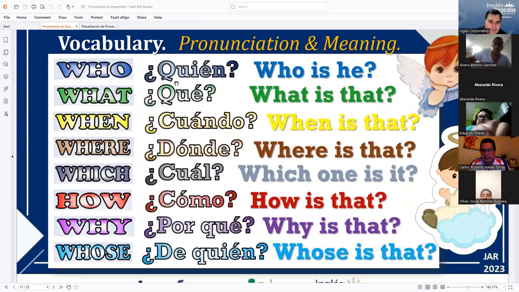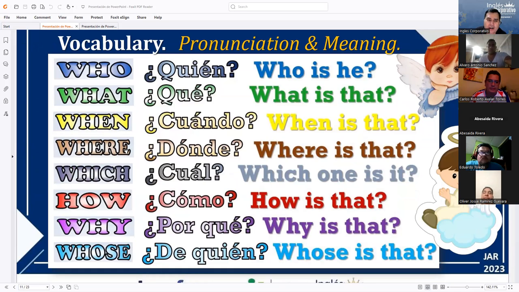Let's see, here you have some of the words. Who, what, when, where, which, how, why, and whose. Whose is the one that we're not using now. Whose, the quién. Because we're not using that one now. But say, whose book is this? ¿De quién es este libro? Whose book is this?